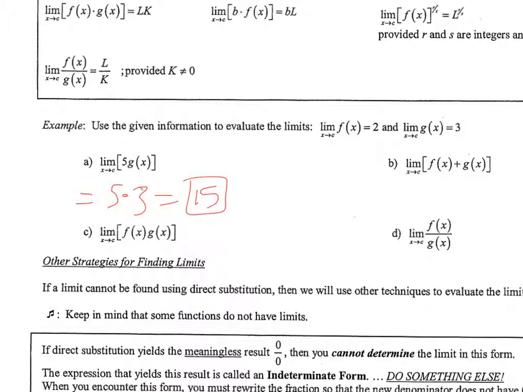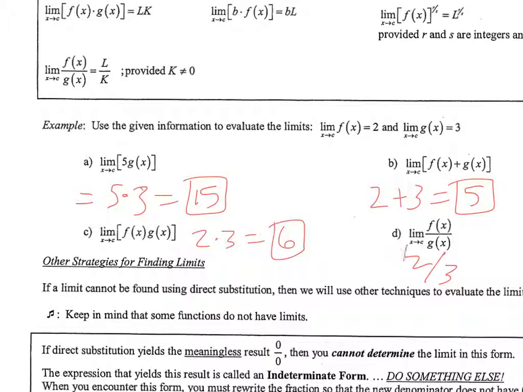In part B, it says, again, the limit as x approaches c, so we're in the same area for all of these. But now we're going to take function f plus function g. So we take the two values that they gave us, 2 and 3, we just add them together and we get 5. In part C, it is function f times function g. Again, we're getting close to the same x value of c, so we're just going to take 2 times 3 and we get 6. And for part D, it's function f divided by function g, so we would just divide, and that would be 2 over 3, and that should be our answer there.